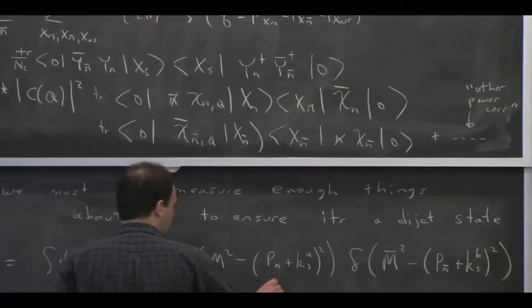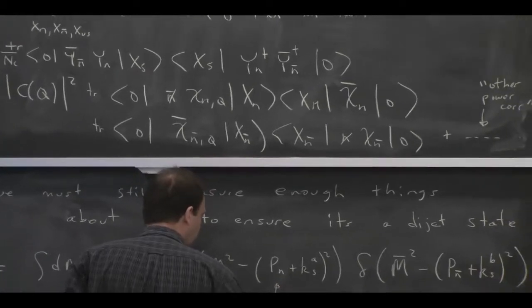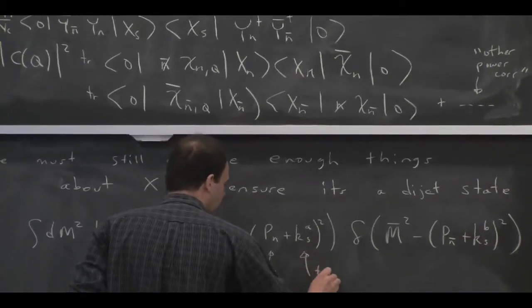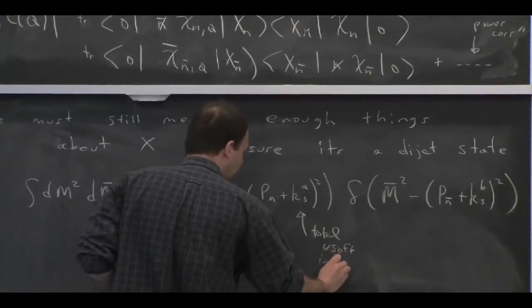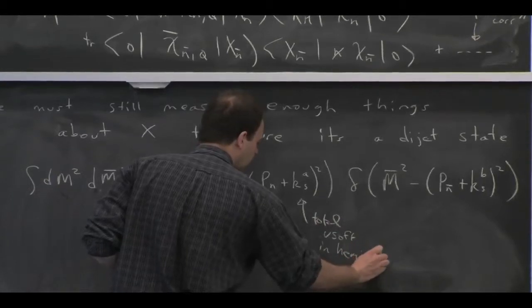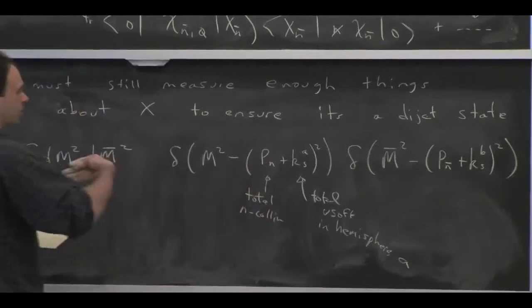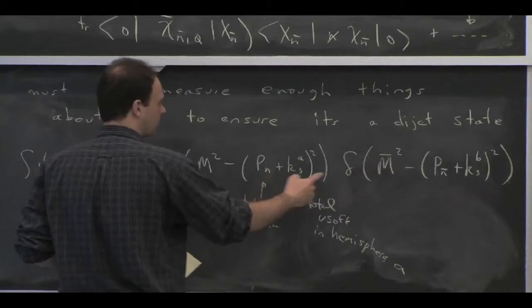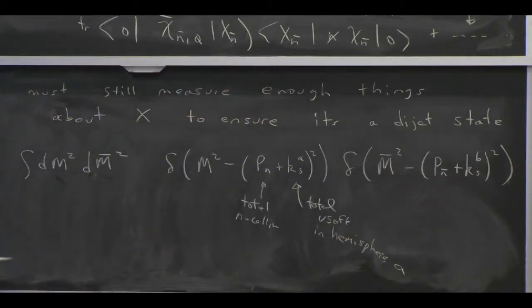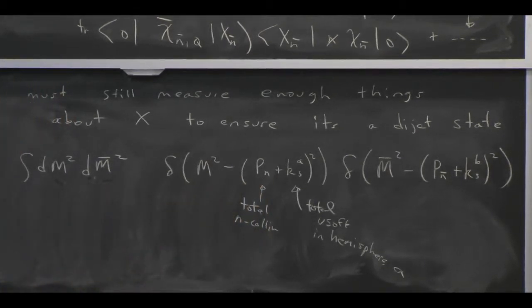So this is like a total n collinear momentum. And this is like the total ultra soft in hemisphere A. That's what the A means. So I divided everything into hemisphere A and B. Obviously, all the n collinear particles which are going in that direction are in that hemisphere, but the soft ones could go in either case. And so then there's this soft momentum in hemisphere B and soft momentum in hemisphere A. Now, this is unexpanded.